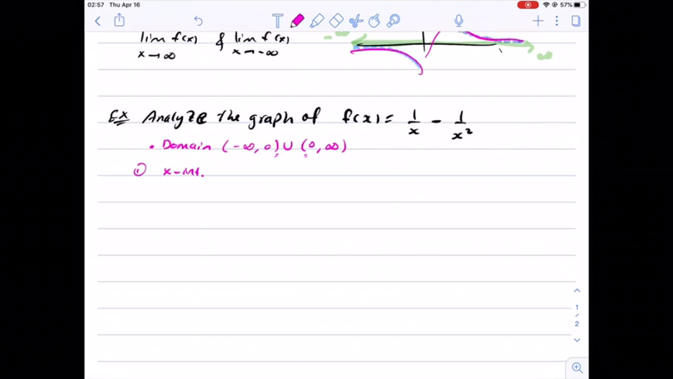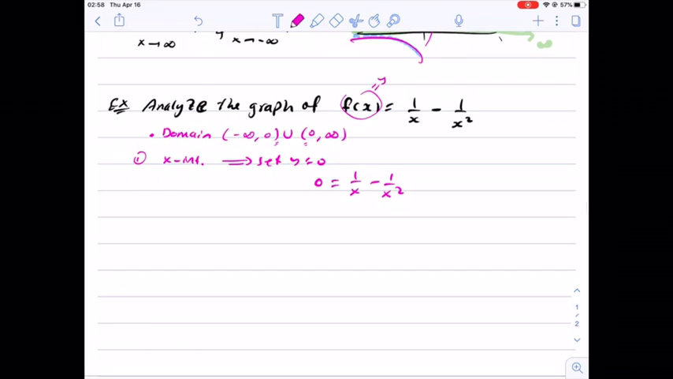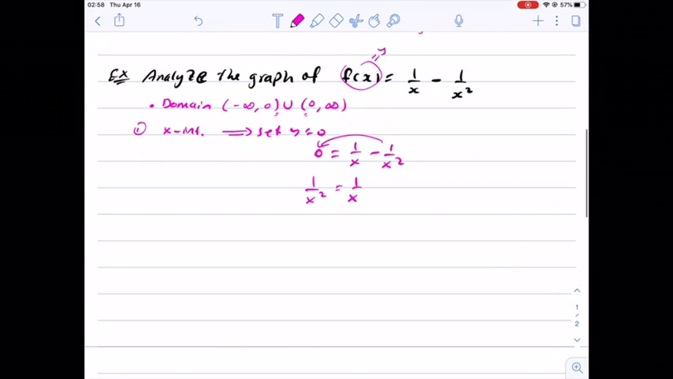Now the first thing we need to determine is the x-intercept and y-intercept. To find the x-intercept, we set y equal to 0, and y represents f of x. So 0 equals 1 over x minus 1 over x squared. And then we bring this to the left-hand side, it becomes positive. And then we cross multiply, we get x equals x squared, and then bring this to the right-hand side, it becomes negative, and we have 0.